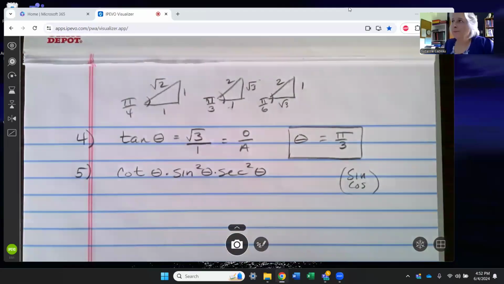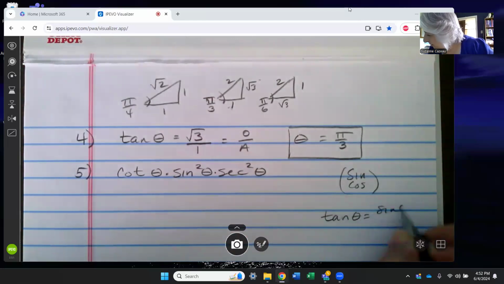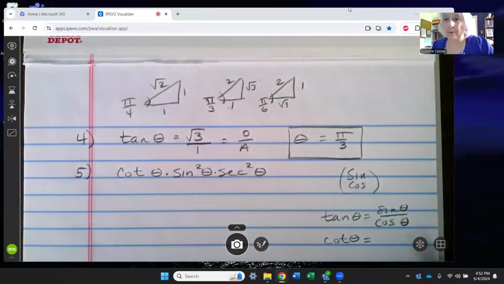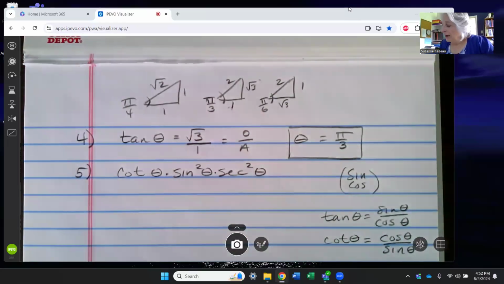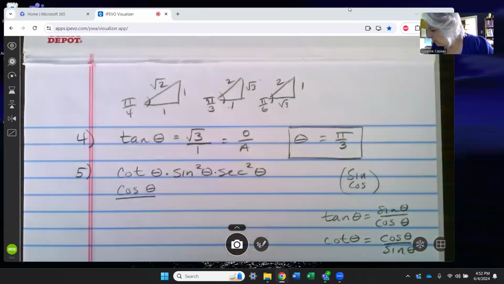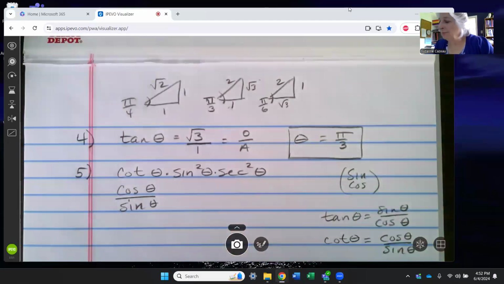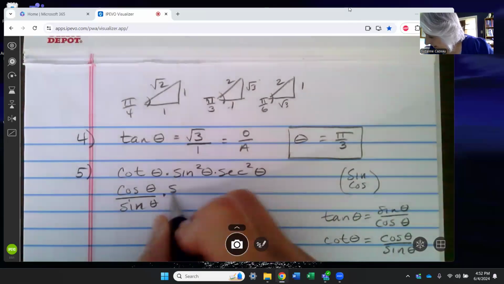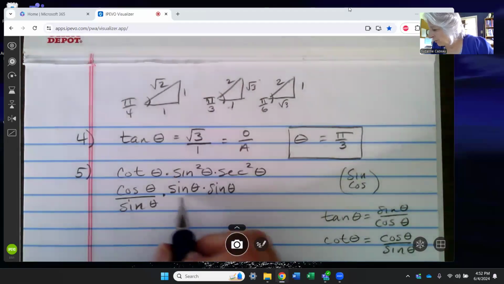So cotangent, well, I know that tangent of theta is sine over cosine, right? So that means then that cotangent theta is the reciprocal, which is cosine theta over sine theta, see? So now I'm going to rewrite the cotangent like that. Cosine theta over sine theta. And then I've got sine squared is just sine times sine, right? So sine theta, you could even write it twice if that helps you. And think of it as over 1, doesn't matter.